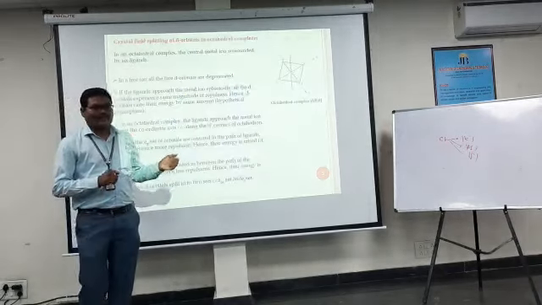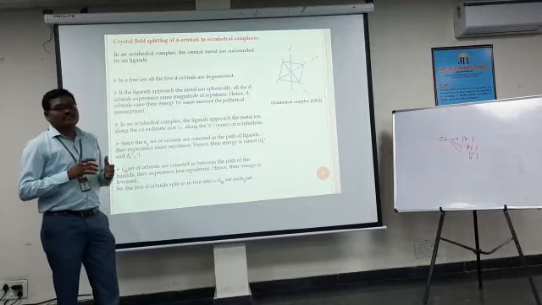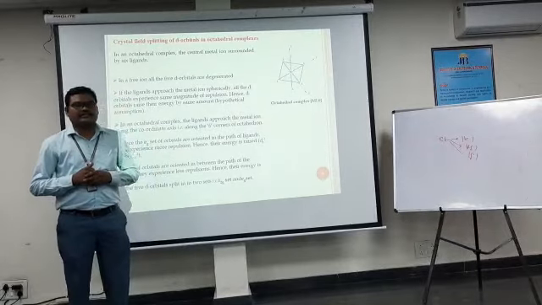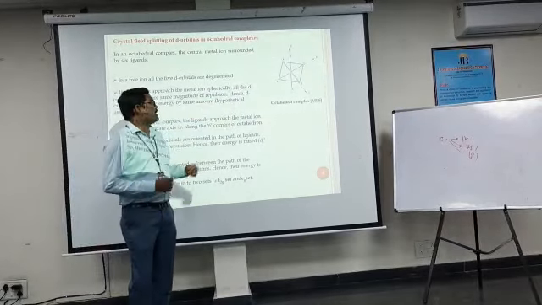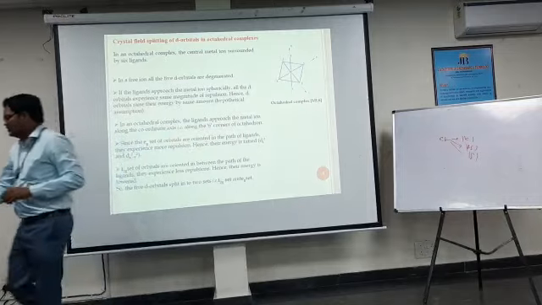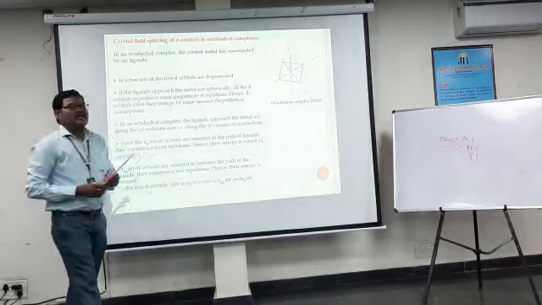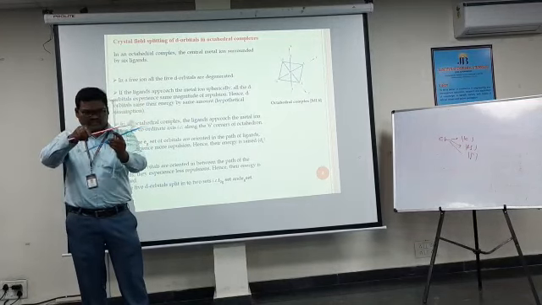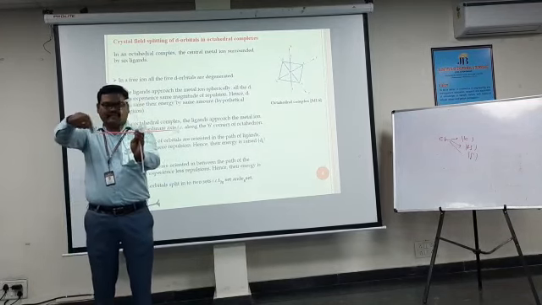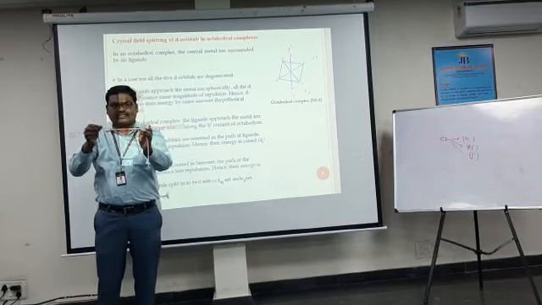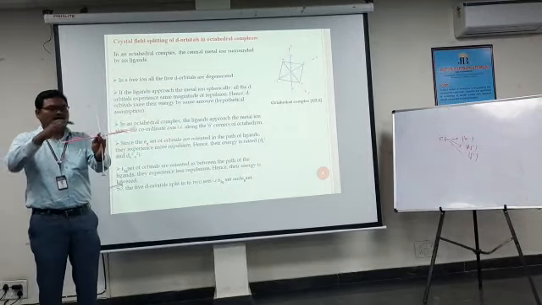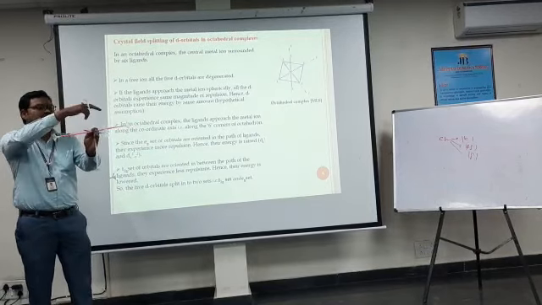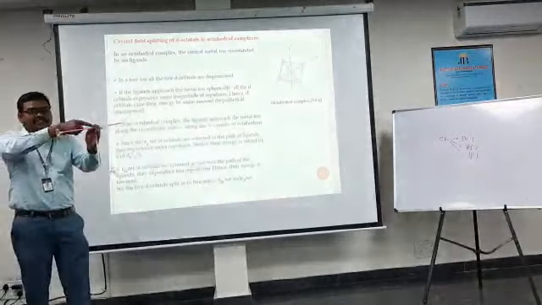Next slide please. Now we are going to discuss the crystal field splitting of d orbitals in octahedral complexes. See here, this is the geometry of an octahedral complex. I am going to show this through the sticks. In an octahedral complex, the central metal ion is surrounded by 6 ligands. This is the x-axis, this is the y-axis, this is the z-axis. This is the central metal ion, and the 6 ligands from the 6 corners of the octahedron are approaching it.